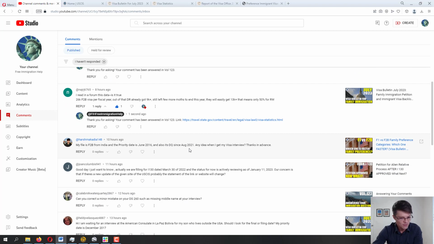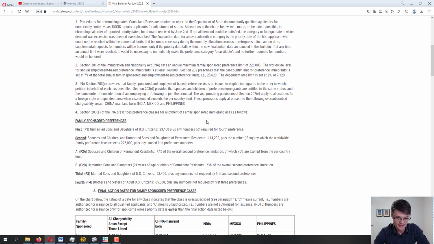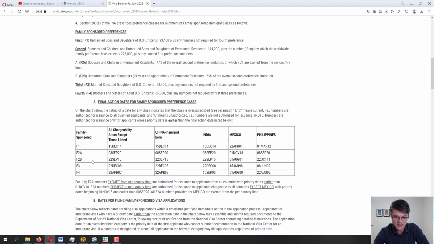My file is F2B from India and the priority date is June 2016, and also it's documentarily qualified since August 2021. Any idea when I get my visa interview? Thanks in advance. Alrighty, thank you for your question. Let me close all of this stuff right here so it doesn't cause the confusion. So let's see, June 2016, F2B, and it is India. So we're gonna look at the graph A, F2B, India.